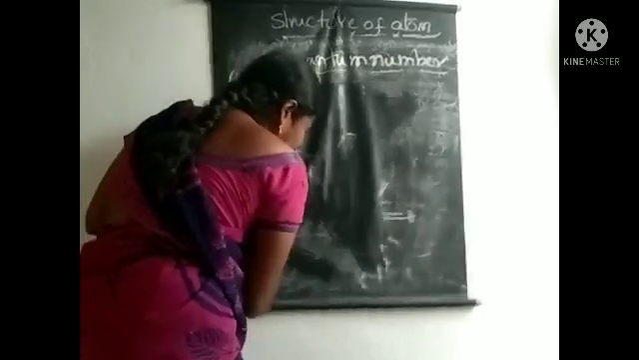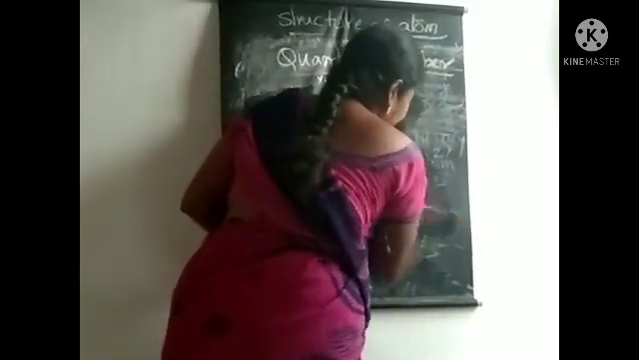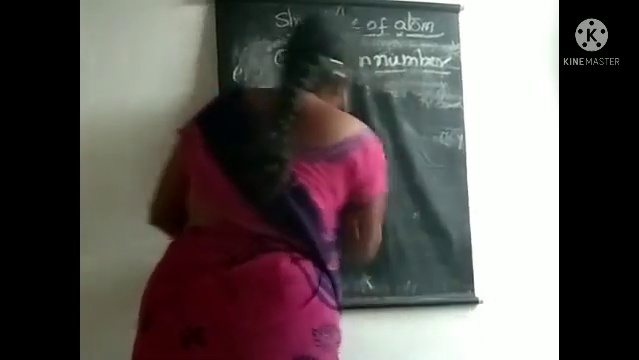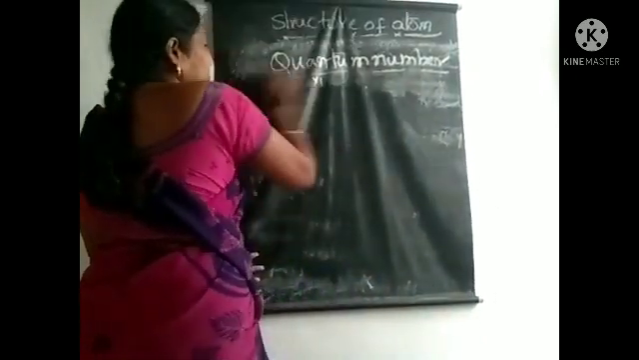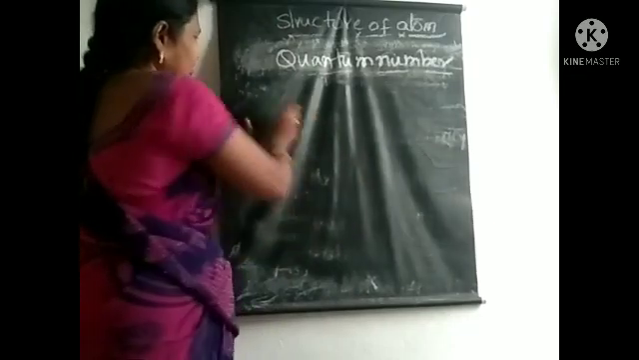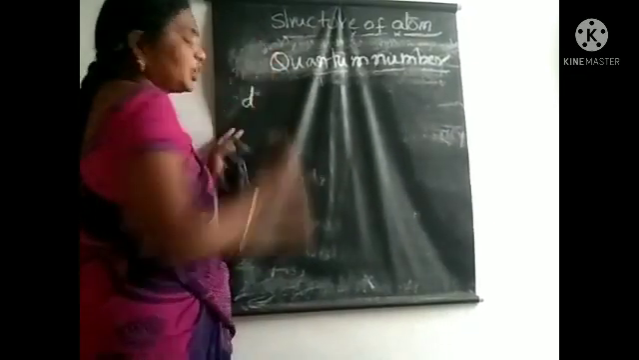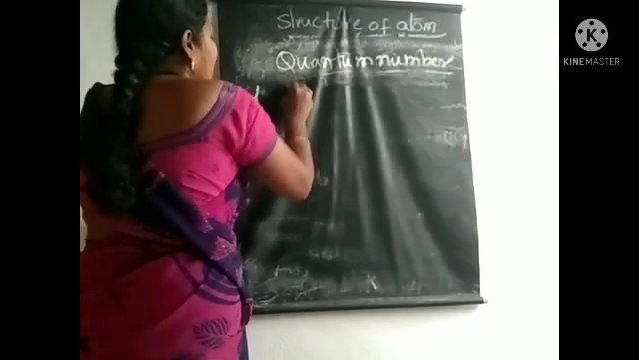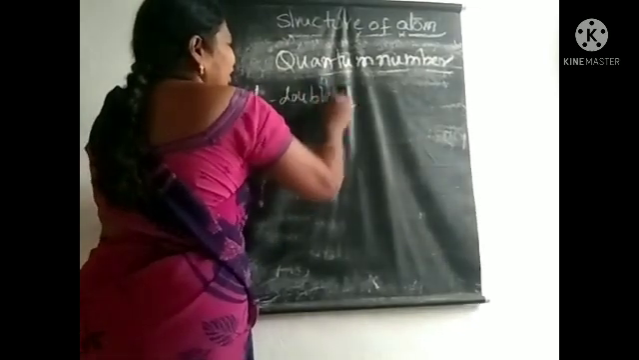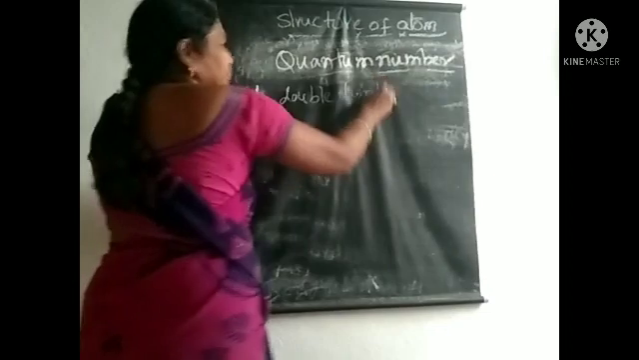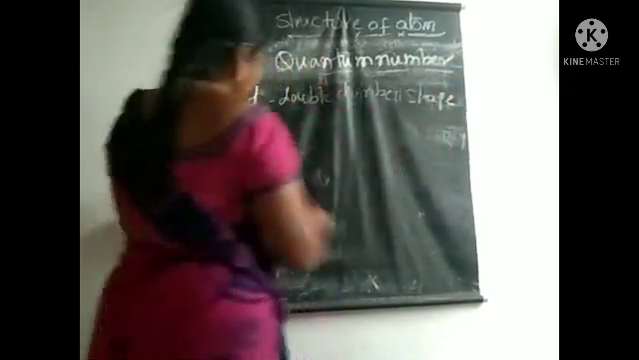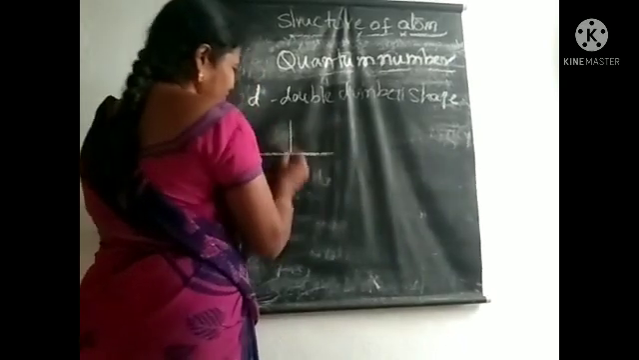Like that, d orbitals I can draw. D orbital is double dumbbell in shape. Okay.